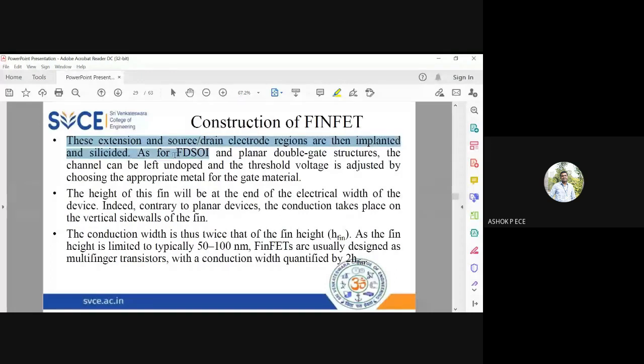As for FinFET, SOI and planar double gate structures, the channel can be left undoped. Threshold voltage is adjusted by choosing the appropriate metal for the gate junction. So you can either have the channel undoped or doped, and what metal you use for the gate will determine the threshold voltage. The height of the fin sets the electrical width of the device. Indeed, conduction takes place in the vertical sidewalls of the fin.